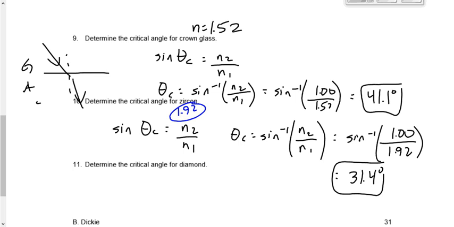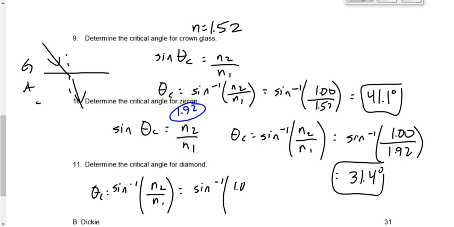And finally, when we're doing diamond, we're going to say theta c is equal to the inverse sine of n2 over n1. What's it going to be? n2 has got to be the smaller one, right? We're going from diamond to air, so n2 is going to be 1.00 divided by 2.42. And that's going to give me a value of 24.4 degrees.